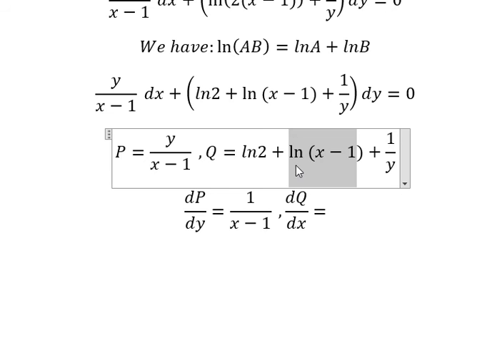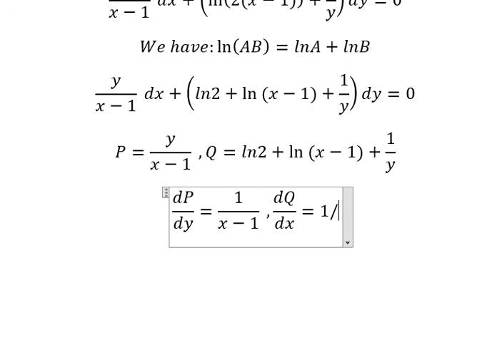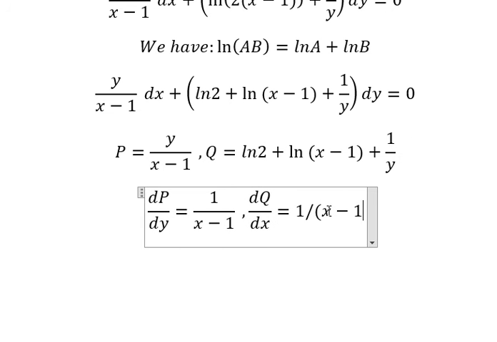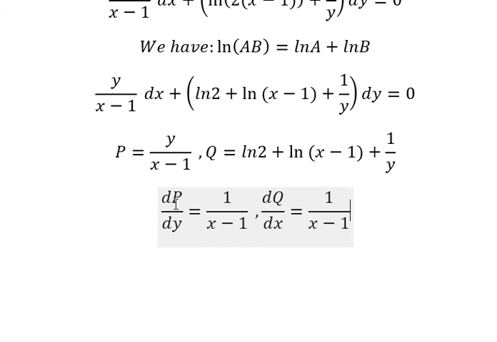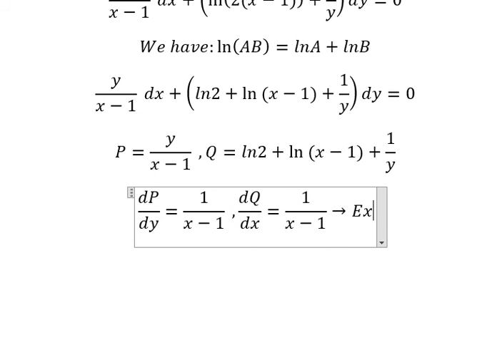First the derivative of ln of S minus 1. We have 1 over S minus 1. We don't have S and Y here, so if we do the derivative, you get 0. So this one equals to this one, 1 over S minus 1. So we can say that this is exact.